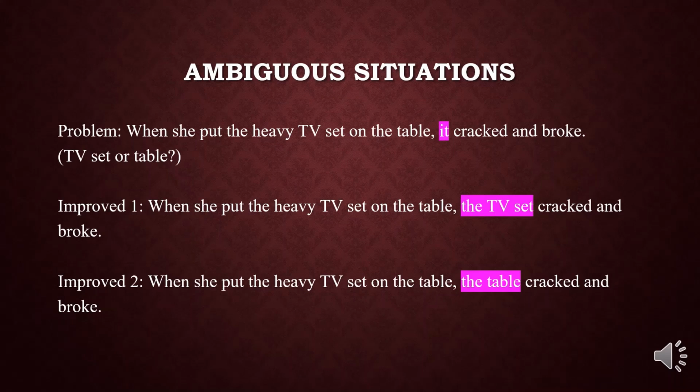In such situations, maybe we do not want to use any pronoun to avoid ambiguity. So we can choose to have 2 options. When she put the TV set on the table, the TV set cracked and broke. Or we can say, when she put the TV set on the table, it cracked and broke. So this was a short lesson on the proper use of pronouns in writing.